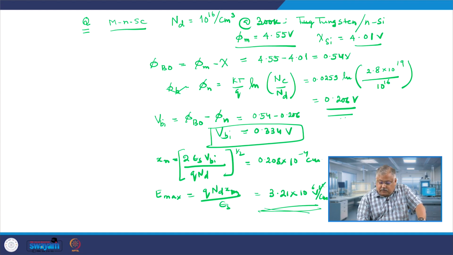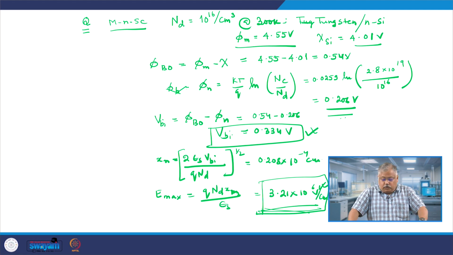So, this is one part of the answer. Another part of the answer is this one. So, these two are the important answers: V built in equals 0.334 volts, and E max, the maximum electric field at the interface, equals 3.21 into 10 to the power 6 volts per centimeter, right.